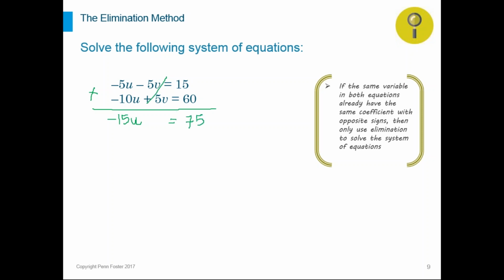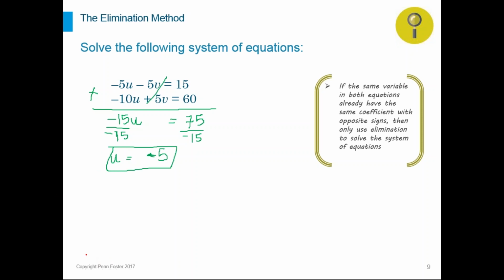I'm close to getting the value of u. Divide over negative 15 and divide over negative 15. Negative over a negative is a positive 1. So u equals negative 5, because positive over a negative is a negative. So u is negative 5. All I have to do is plug in the value of u in one of the original equations to find out the value of v.